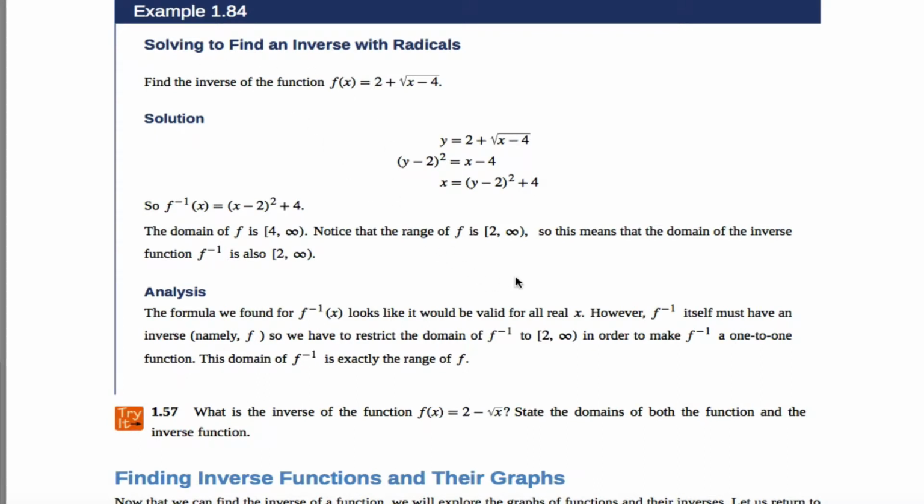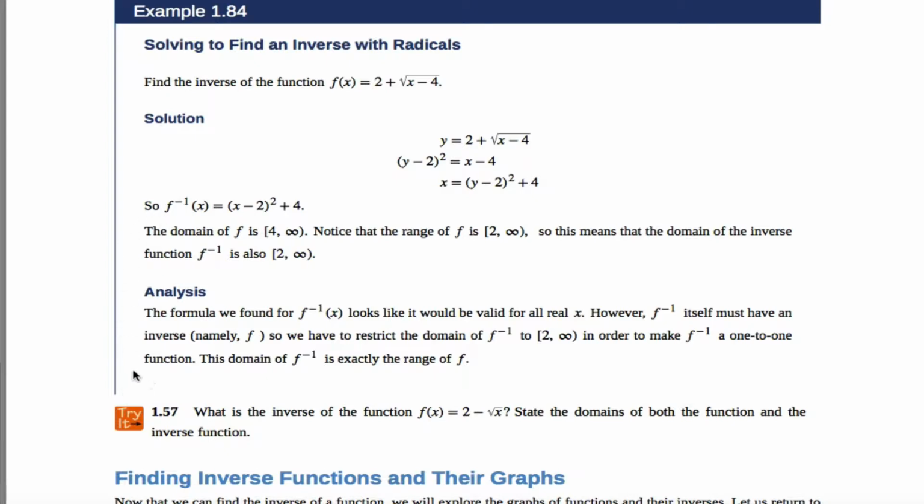Okay, here's example 1.84. What I'm trying to do is find the inverse of this function. I wanted to talk about this example because it's kind of subtle. There are some pretty tricky, expert-level things going on in this problem. Your book does address it all. Your book didn't miss anything. It's all right here.